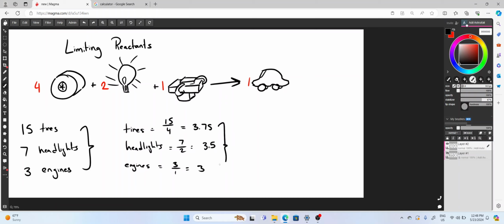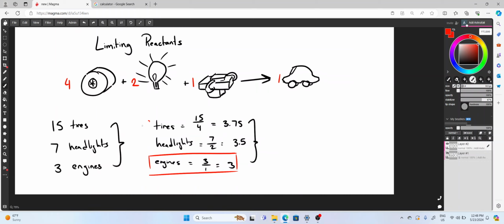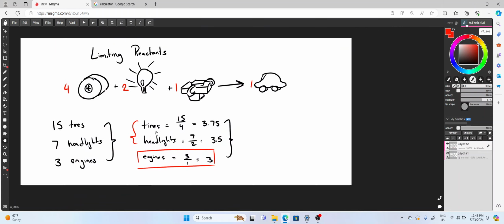So these numbers are going to tell us which is the limiting reactant. The number that is the smallest is going to be the limiting reactant in our case, which is this number, the number of engines. We don't have enough engines to make the full use of the tires and the headlights we have. So based on this information, we can only make 3 cars with the materials we have, because we only have 3 engines, and it's necessarily a 1-to-1 correspondence there. And this is our limiting reactant.